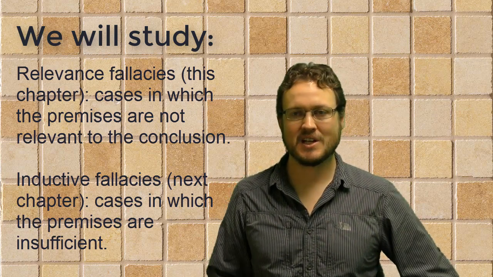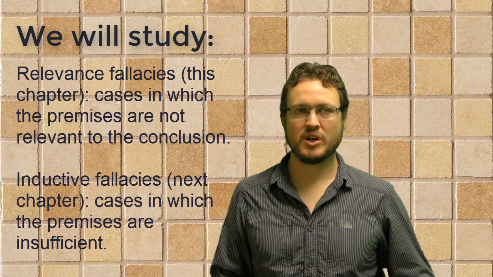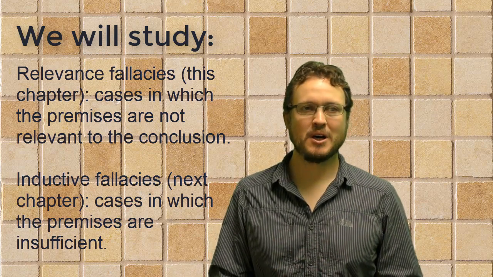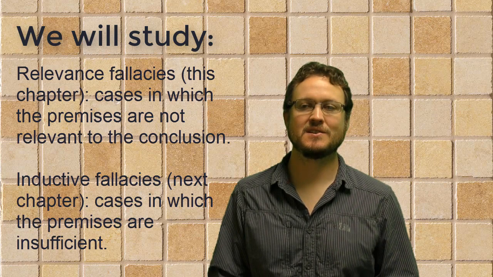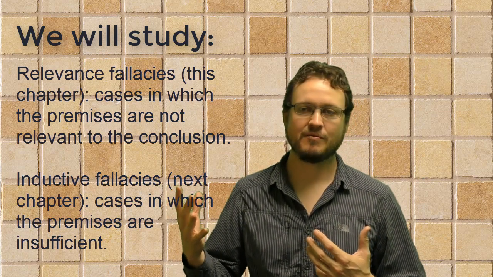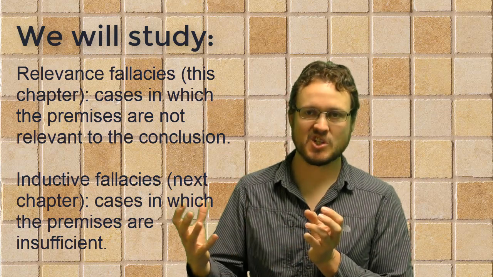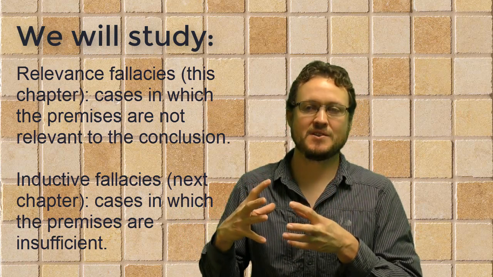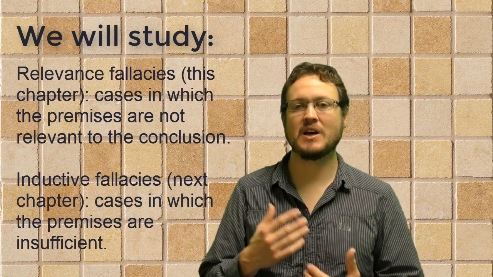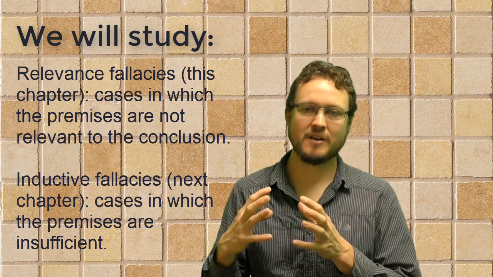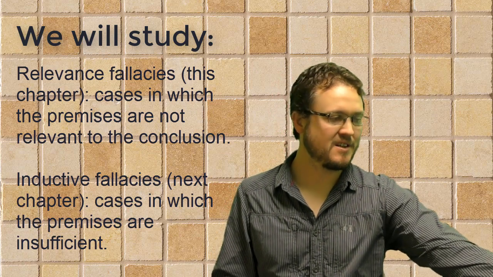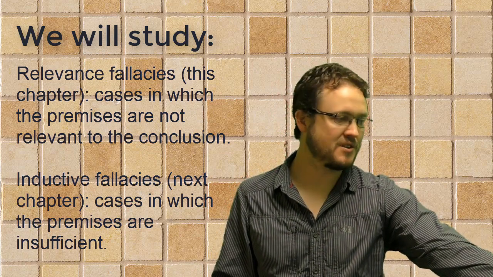The next chapter, inductive fallacies, will basically be cases in which the premise may be relevant to the conclusion, it may connect somehow, but it's not enough. And that's really what anecdotal evidence is. When somebody says they saw God in the woods or something, it's not that their experience wasn't related to God. It was relevant in the sense that they believed it was connected, but it just wasn't enough evidence to support the claim that God exists from only their experience. So inductive fallacies will still have some relevance; there just won't be enough or good enough evidence. But that's chapter 7. For now, in chapter 6, we're just going to look at fallacies in which the premise is not relevant to the conclusion.